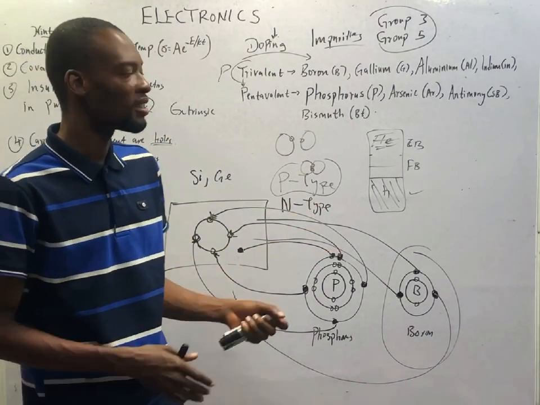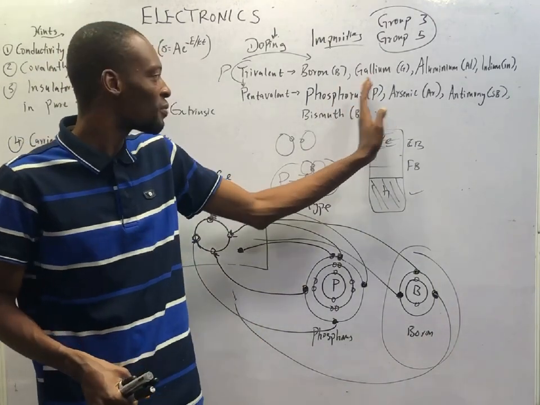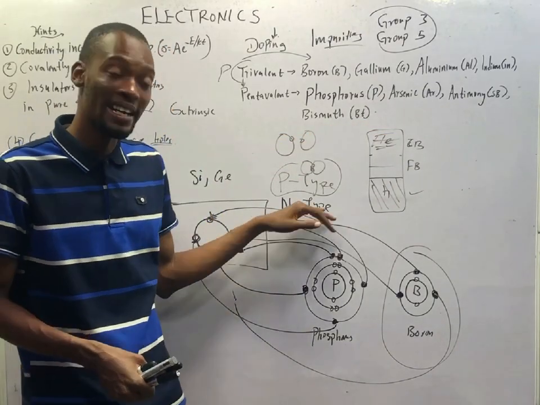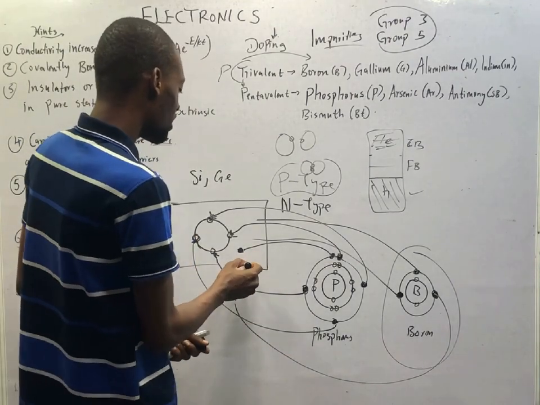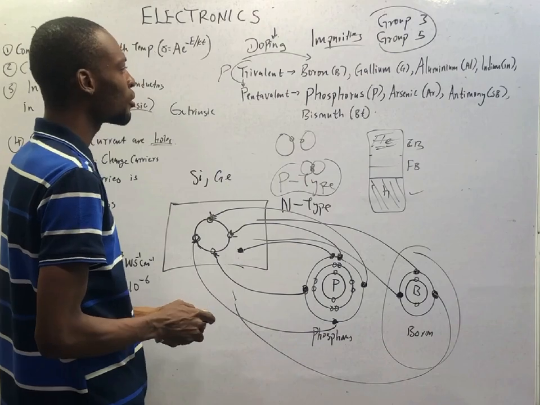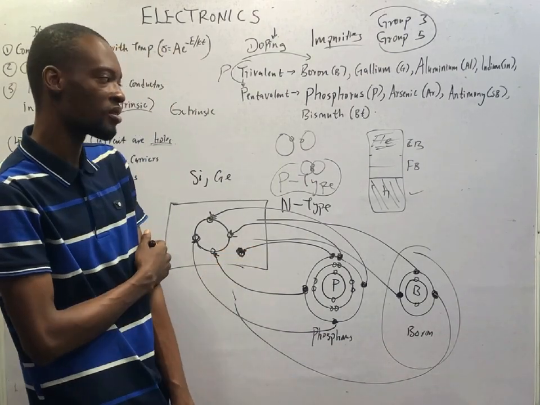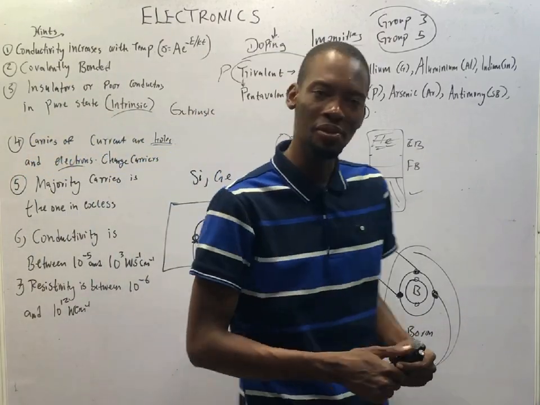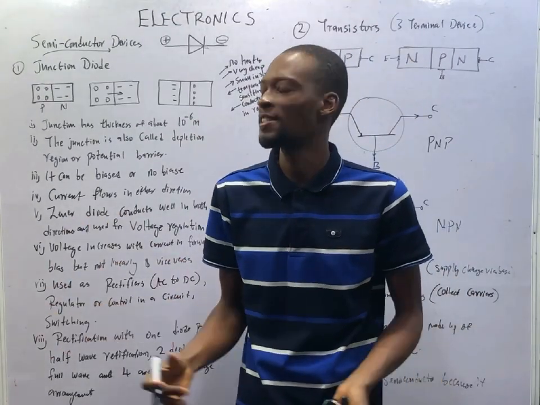What does that imply? If you dope with any of these pentavalent impurities, you will form an n-type semiconductor. For n-type semiconductors, electrons are majority carriers and holes are minority carriers. So the bulk of the conduction is as a result of the extra electrons. So ladies and gentlemen, do you understand doping of semiconductor devices?